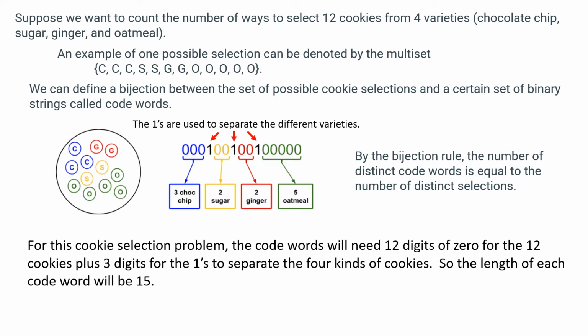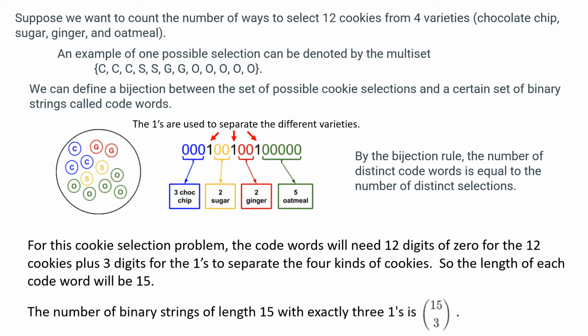So anyway, we had 12 digits to show the cookies selected, and then only 3 digits to separate those 4 kinds of varieties. So the length of a code word for this situation would be 15 in all cases. Those ones would be in different places for the different selections, but we would need to have 3 ones in there to show the number of cookies in each variety.